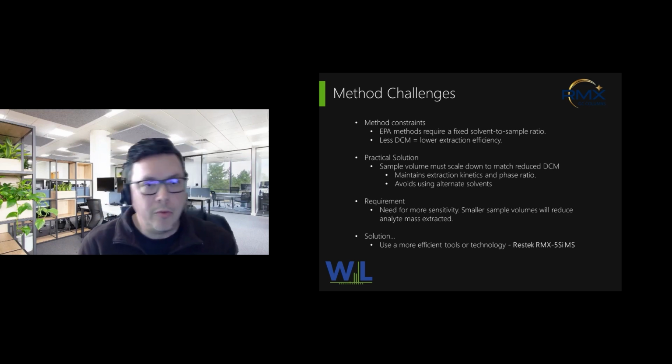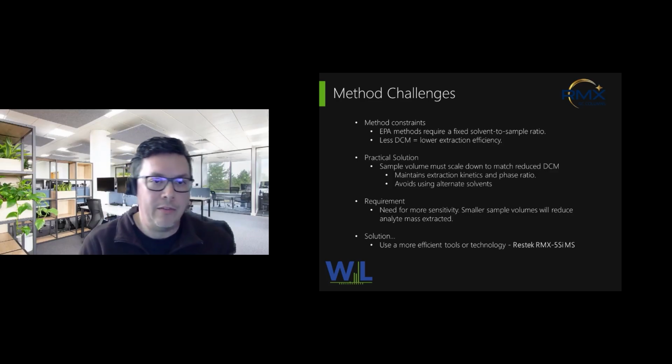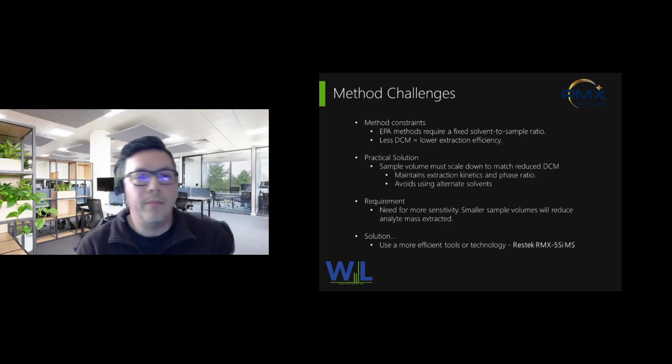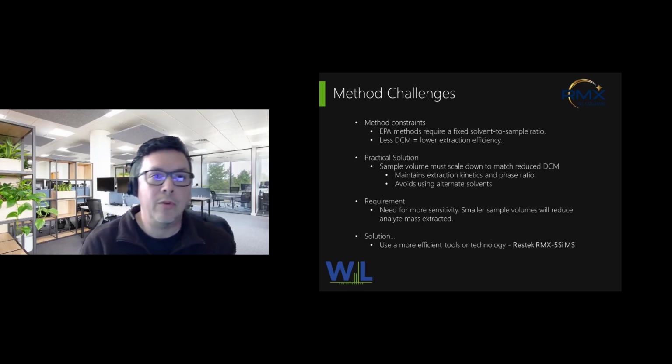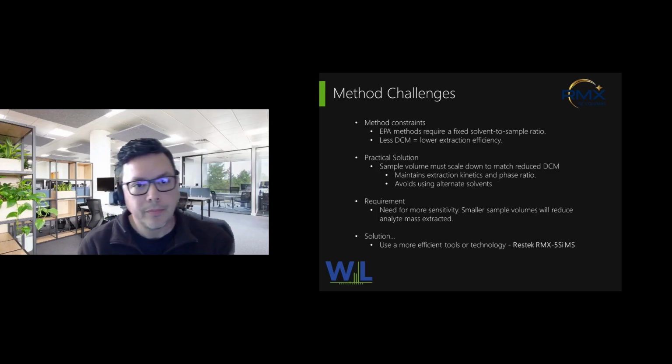A practical solution would be to scale down. So if you scale down the methylene chloride by 25%, you have to scale down the sample by 25% as well. This maintains the extraction kinetics and the phase ratio, and avoids you having to use a different solvent that's not allowed by the method, or that doesn't work as well as methylene chloride. So it's more practical to keep methylene chloride as part of the procedure.